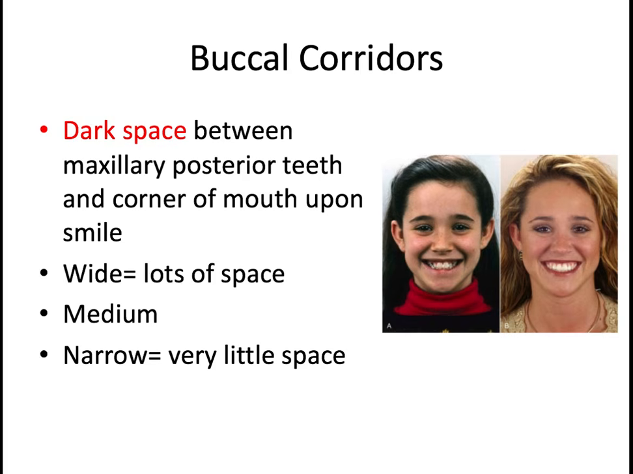Having treatment that involves lateral expansion of the premolars and molars into this space can improve the transverse smile dimension and create more medium or even narrow buccal corridors, if there is minimal dark space in those corners of the mouth. So a broad arch will result in narrow buccal corridors, while a narrow arch will result in wide buccal corridors.